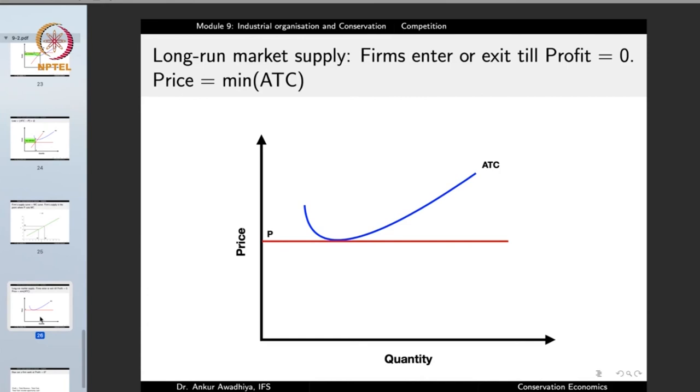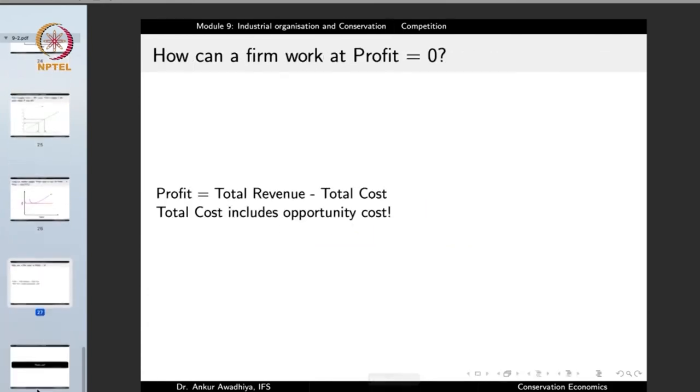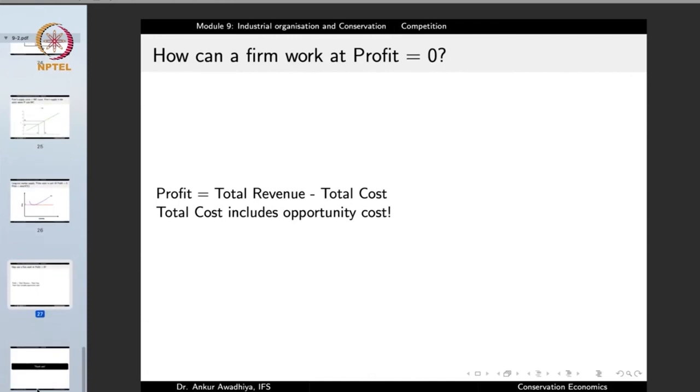Now, why would we have such a situation? The answer is because the profit is given by total revenue minus total cost, and total cost also includes the opportunity cost. This is why we make a distinction between accounting profit and economic profit. Accounting profit is given as total revenue minus the explicit cost, which is the cost for which a firm is outlaying money. That is the cost of, say, land, the cost of the inputs, the raw materials, the cost of wages, and so on.